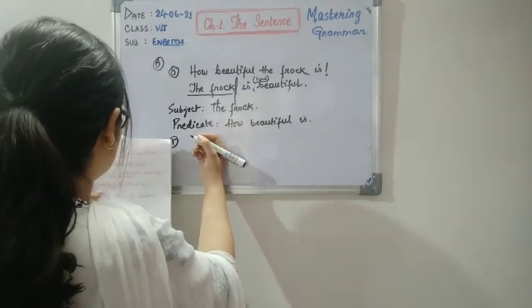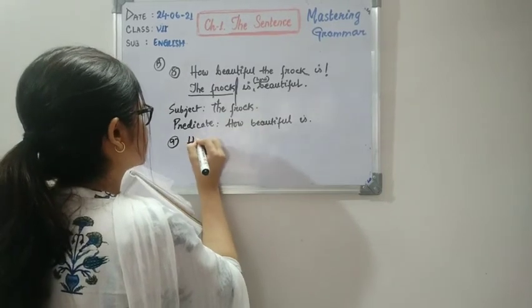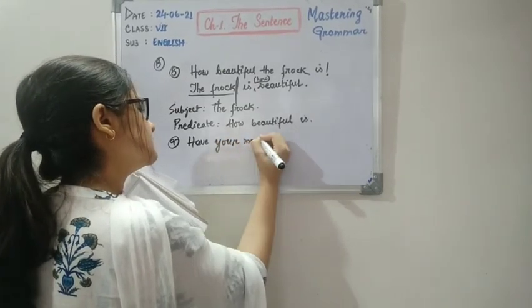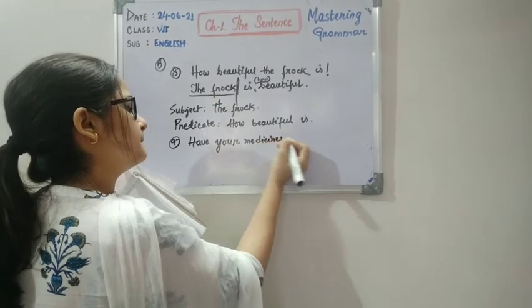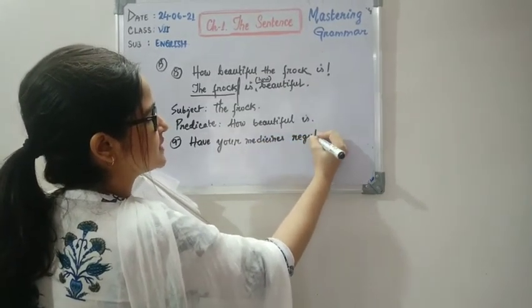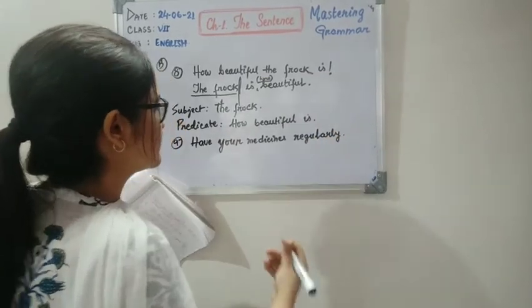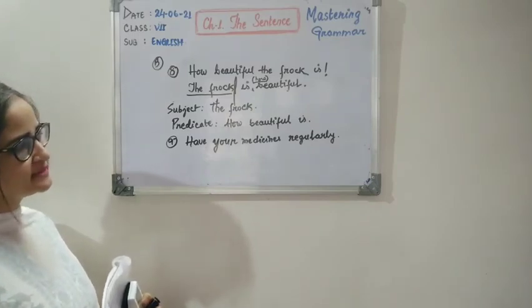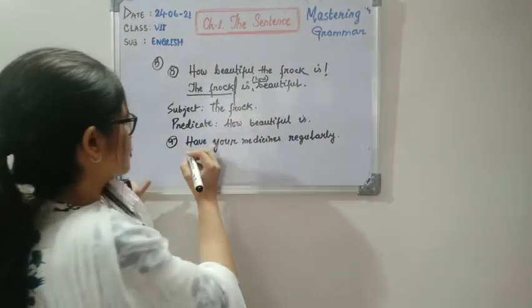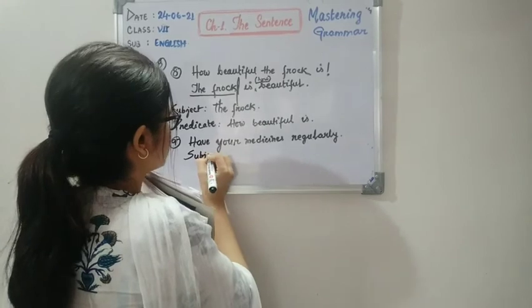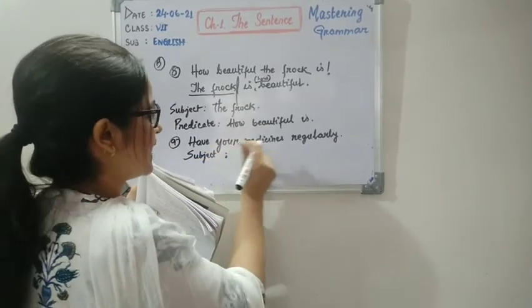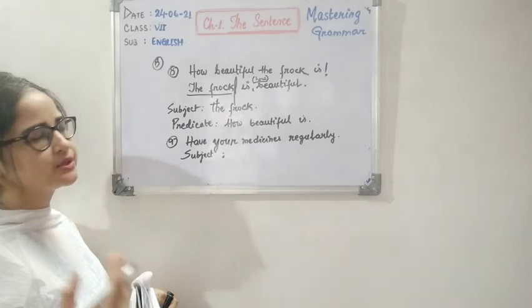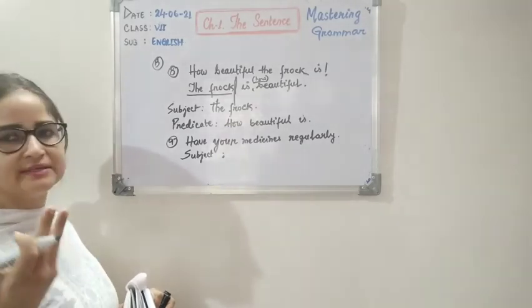Number 9, have the medicines regularly. So children, you can see that this is what kind of sentence? Have your medicines regularly. So this is an instruction, this is a command. Someone is asking someone to have their medicine daily. So this is advice, have your medicines regularly. So here the subject is, because your is the pronoun here, you can understand this is an imperative sentence, okay? Because when you give instruction, command, advice, suggestions, those sentences are called imperative sentences.